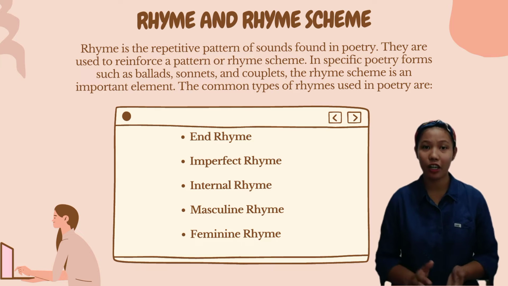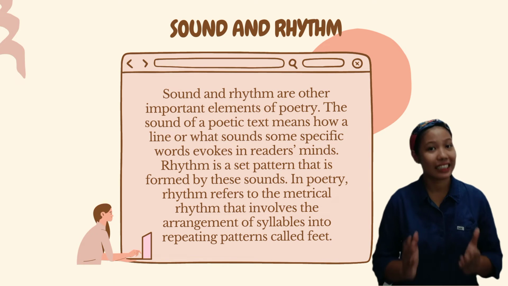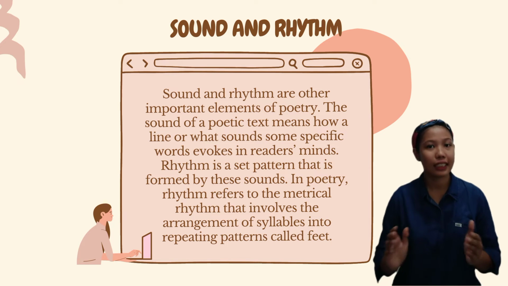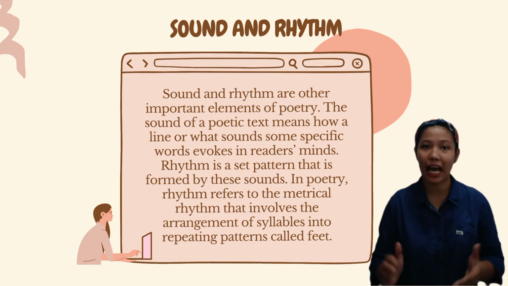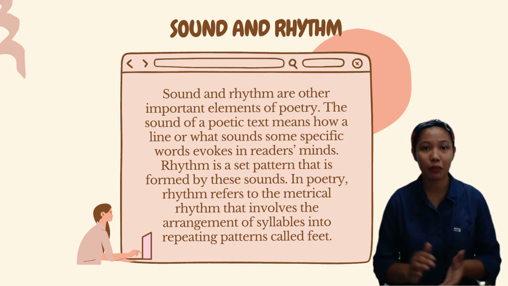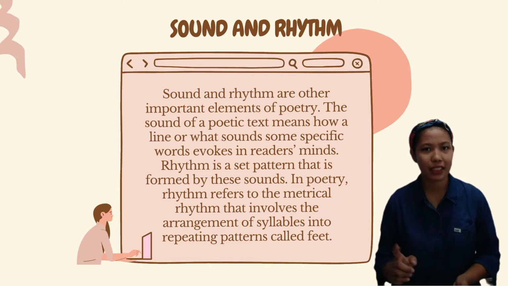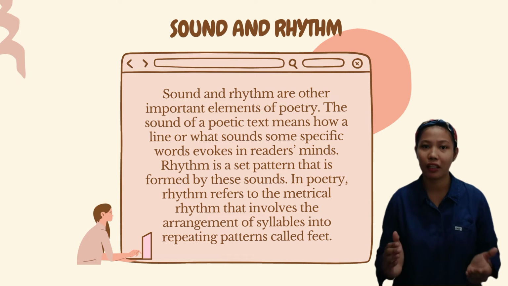Another elements are sound and rhythm. Sound and rhythm are other important elements of poetry. The sound of a poetic text means what sounds some specific words evoke in the reader's mind. Rhythm is a set pattern that is formed by these sounds.